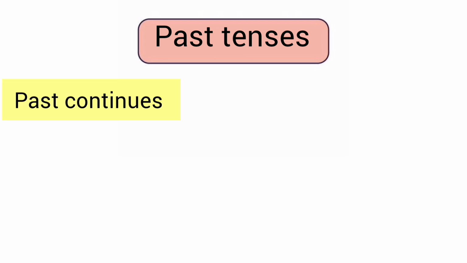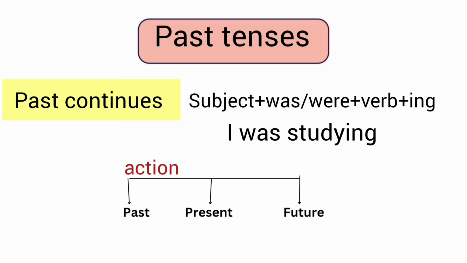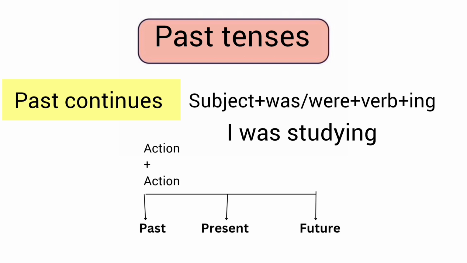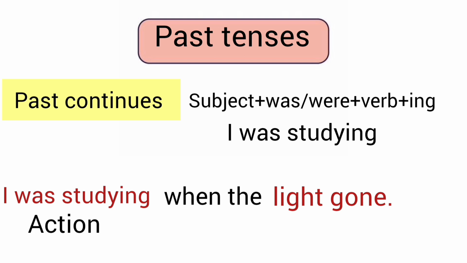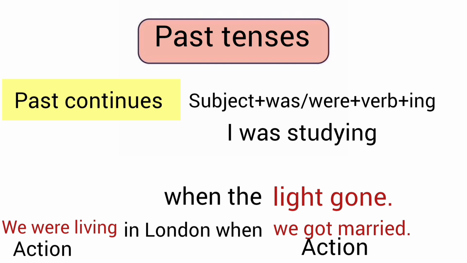Past continuous. The general sentence structure is subject, helping verb was or were plus verb-ing. For example, I was studying. We use this tense when we're talking about an action that continued over a period of time in the past. But more specifically, we most often use this tense to give context or background to another action. For example, I was studying when the light went out. We were living in London when we got married. As in, one action gives context or background to another action.